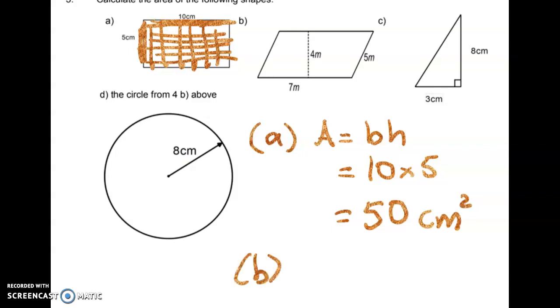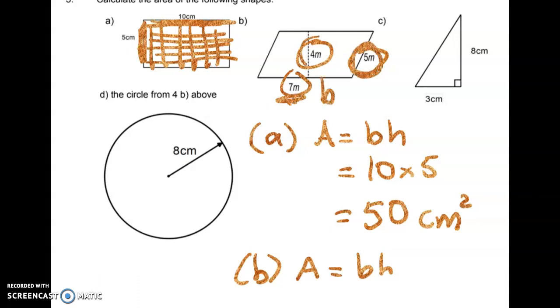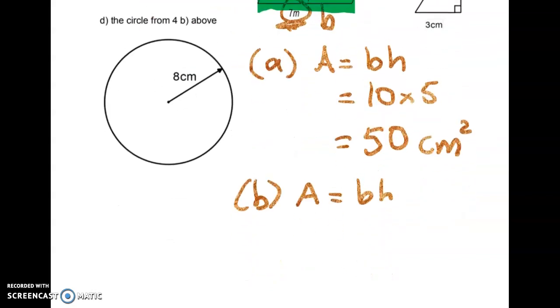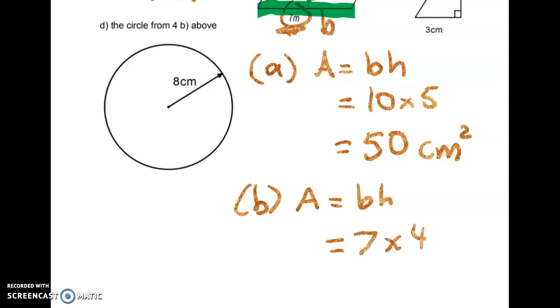B is a parallelogram. Now the thing we've got to watch for when we do parallelograms is which ones of these numbers are the ones that help me with my calculation. So 7 is the base, but is 4 or 5 the right number for the height? Well, 5 is just put in here to make you remember how it works. We don't want to use that 5. The height is the height that forms a perpendicular line to the base, in other words, a line at 90 degrees. So for this one, the base times the height is 7 times 4, which is 28 metres squared.